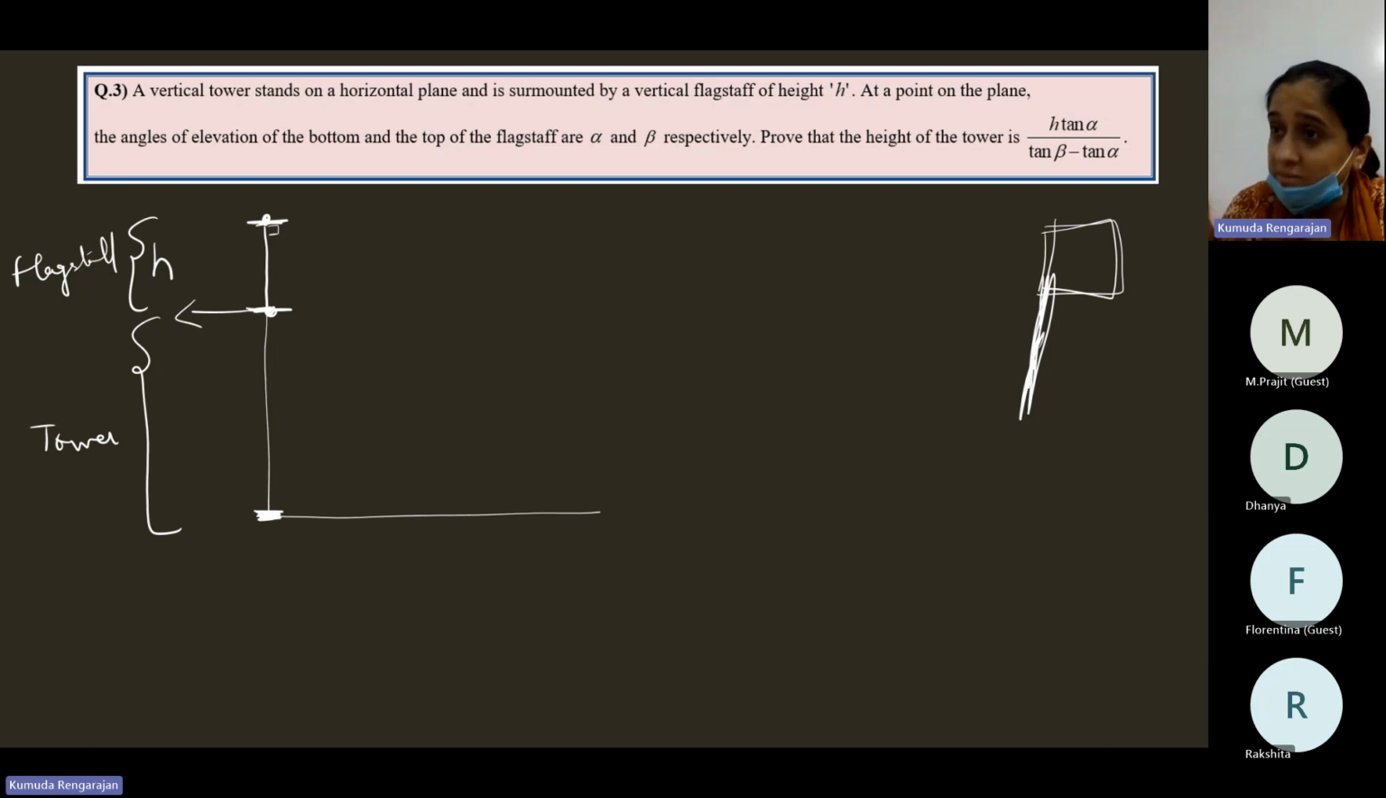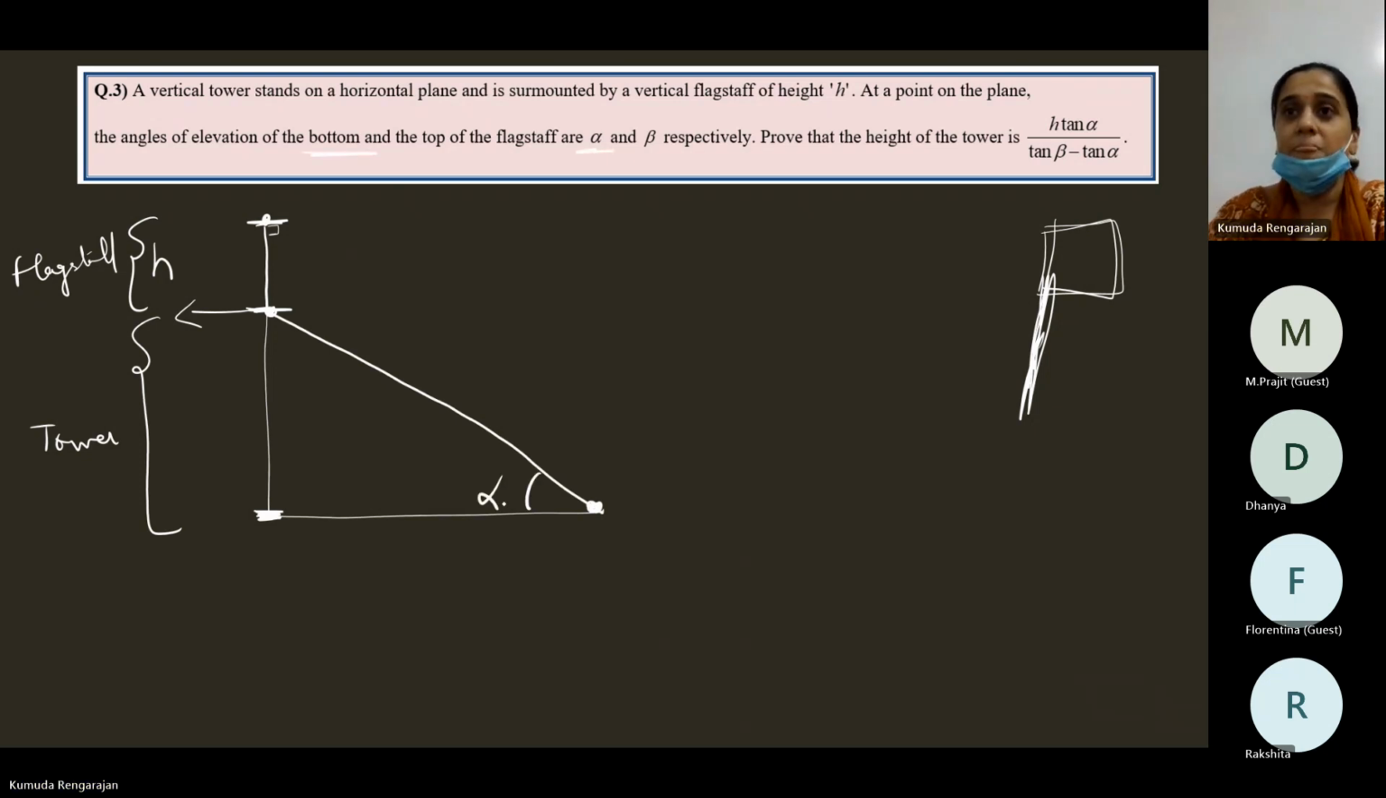At a point on the plane. So let this be that point on the plane. The angles of elevation of the bottom, this is the bottom of the flagstaff. So this is one line of sight. For the bottom, what is the elevation? Alpha. So this one is alpha. And the top of the flagstaff. So this is the line of sight. This is the top of the flagstaff.